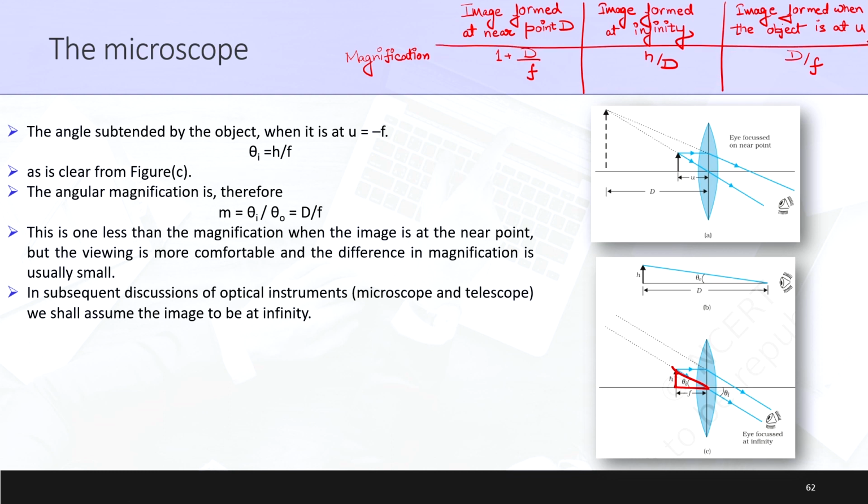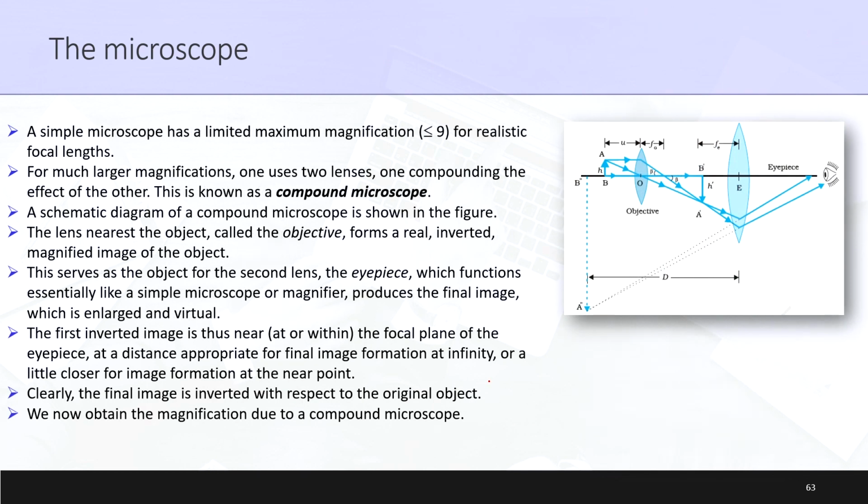First, when the image is formed at the near point, the magnification is 1 plus capital D by f. When the image is formed at infinity, please remember this is angular magnification, small h by capital D. Similarly, when the object is at u, it is capital D by f: from 1 plus capital D by f you just subtract 1 to get the magnification at that position, capital D by f. Fine. Let us move on to the compound microscope concept now.